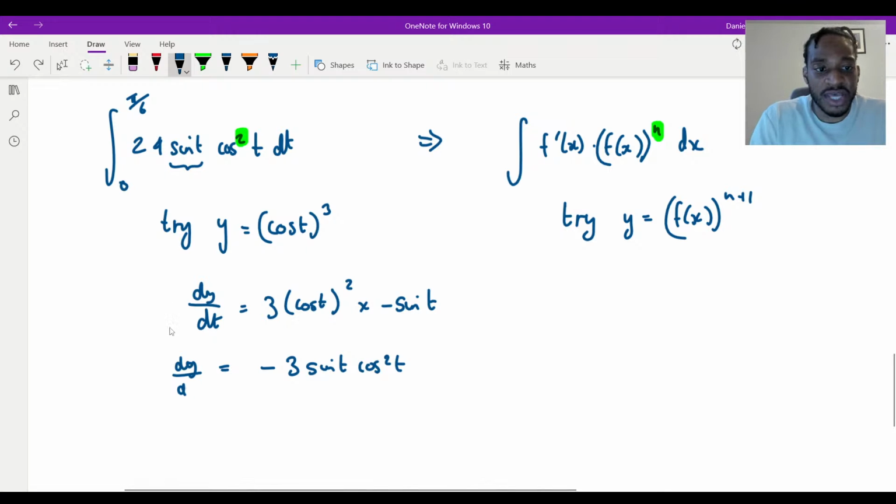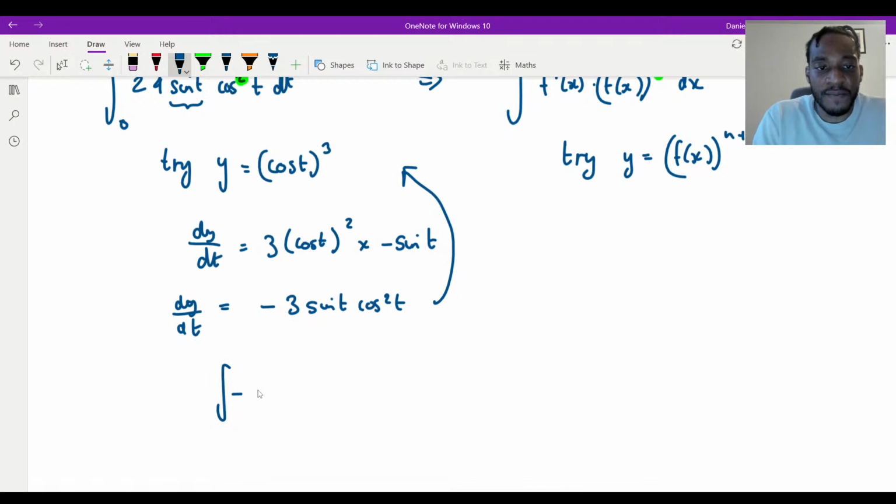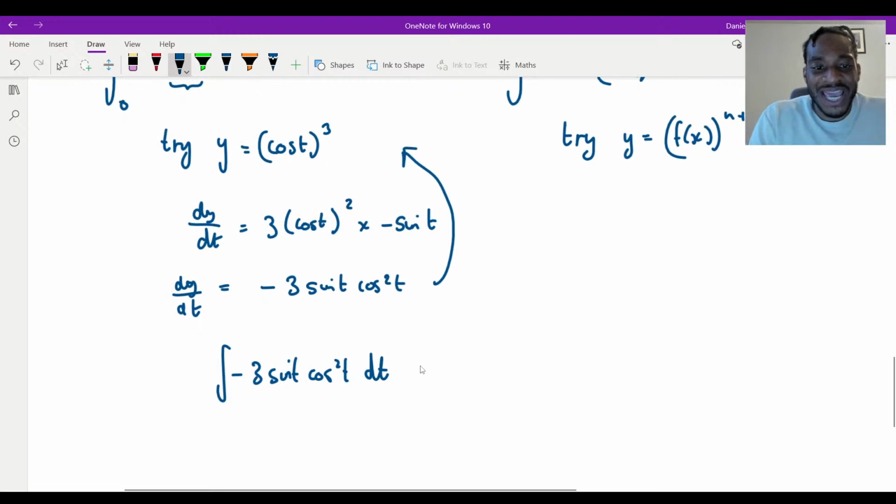Yeah? So what that tells me is that, fine, I know that based on this, if I integrate that, I'm going to get that. So I can say, well, I'm integrating minus 3 sine t cos squared t dt, like that. And I know that when I integrate that, that's just the derivative of that. That's just going to be cos cubed t. Plus c, obviously, but I'm just going to leave it for here because it's a definite integral we're dealing with. Does that make sense, guys?